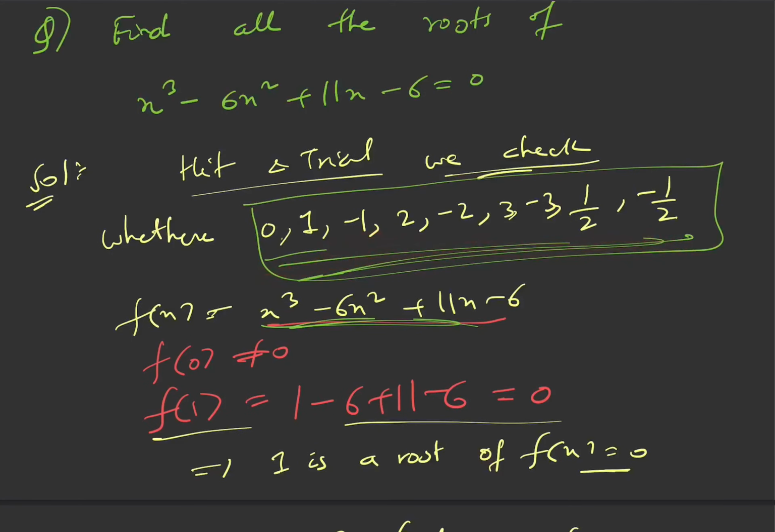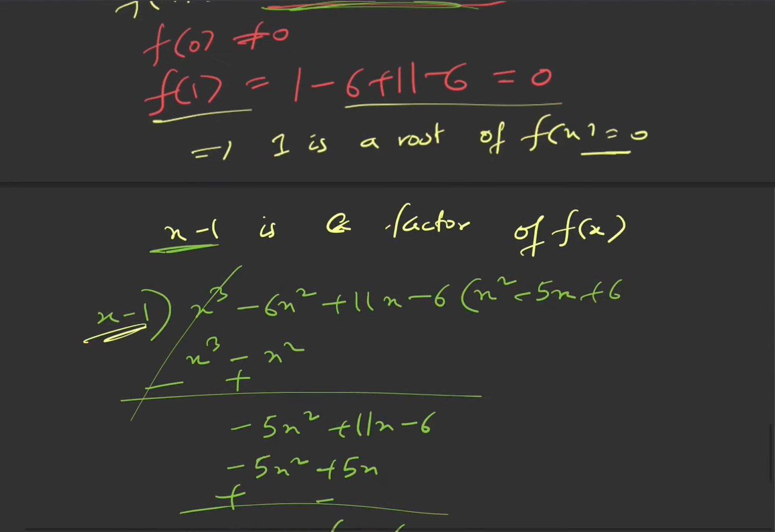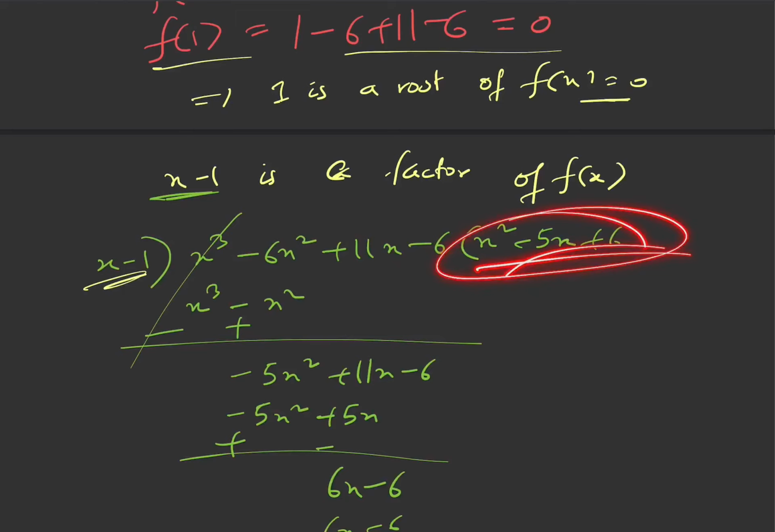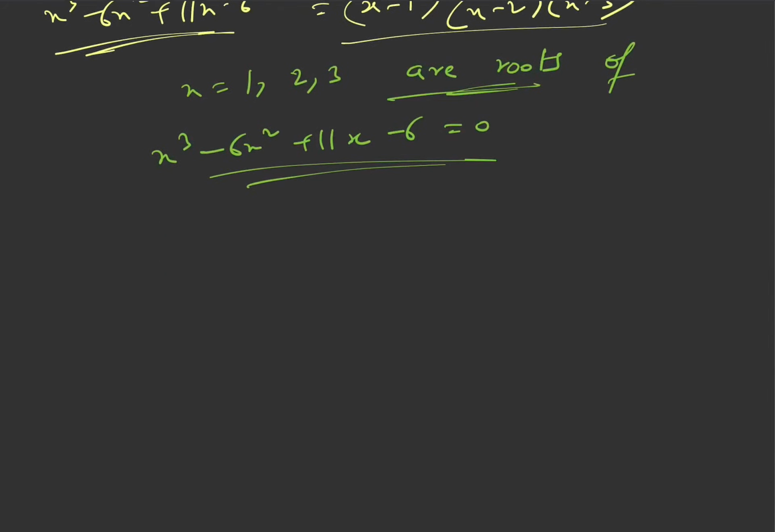So this is the standard method of hit and trial. You check with any one of these values: 0, plus minus 1, plus minus 2, plus minus 3, half and minus half. If any one of these values is working, it means you can divide this polynomial with that linear factor and you will get a quadratic factor. And you already know how to solve a quadratic, right? You can directly use the formula or you can factorize it. So this is the way which you can solve a cubic equation.